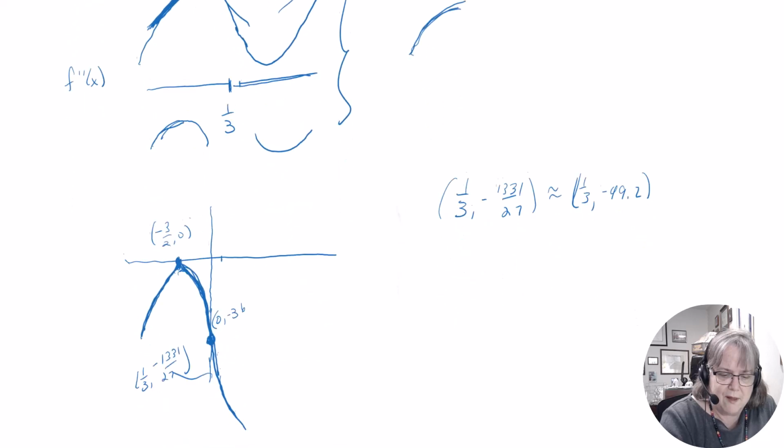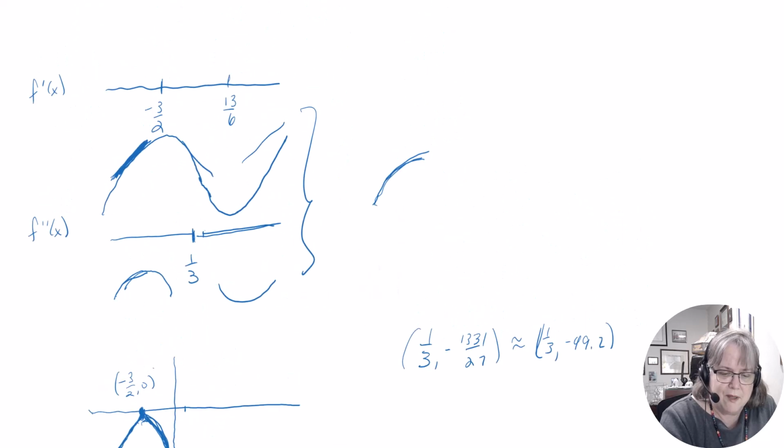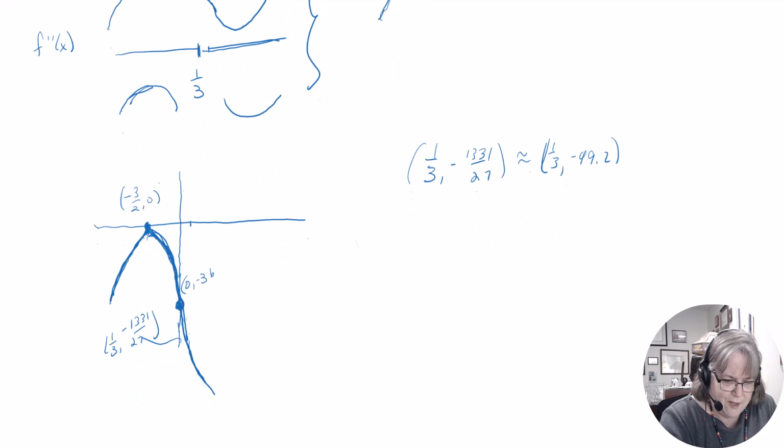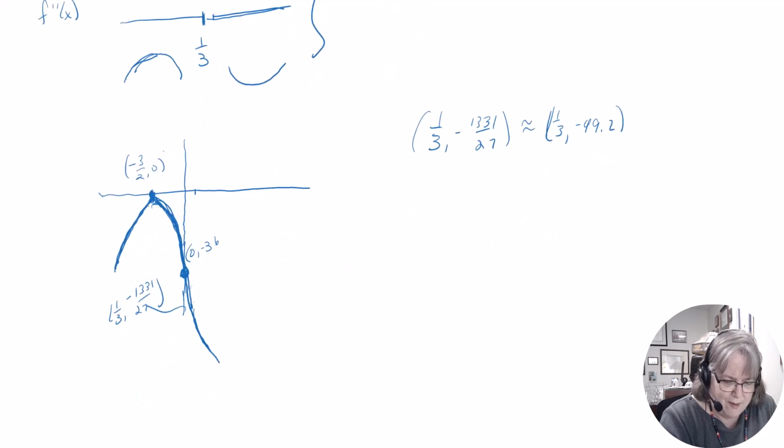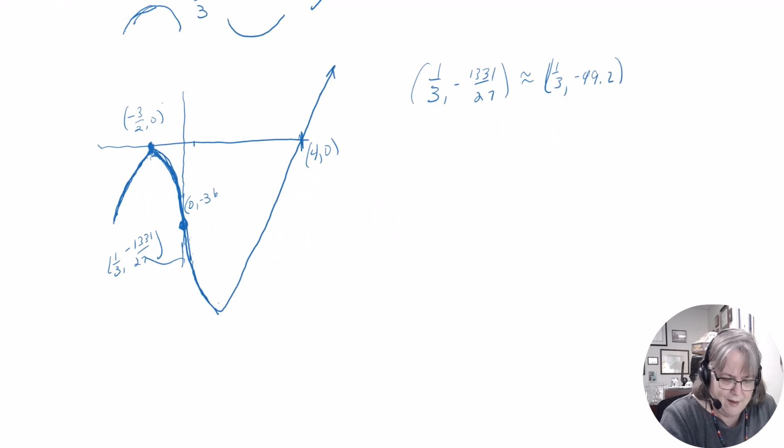So then it's going to go to this 13/6, which is my minimum, or local minimum. And then it's going to come back up. This is not drawn to scale, y'all. And this is the x-intercept (4, 0). And this is (13/6, -2662/27).